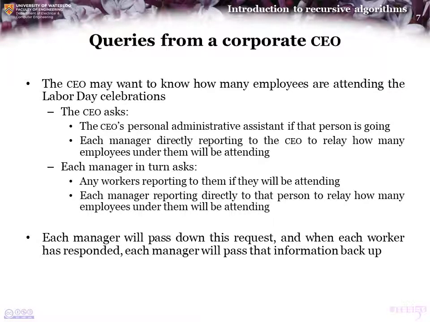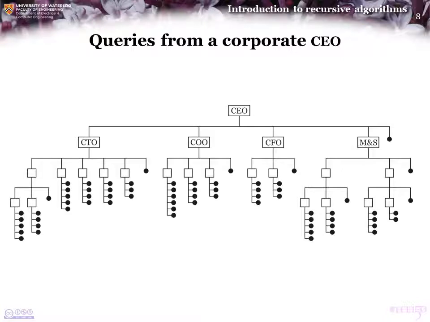So each manager will pass down this request, and ultimately when each worker has responded, each manager will then pass that information back up to the CEO. So, for example, suppose here we have a corporate structure. We have the chief executive officer at the top. At the next level, there's the chief technical officer, the chief operating officer, the chief financial officer, and the vice president of marketing and sales.